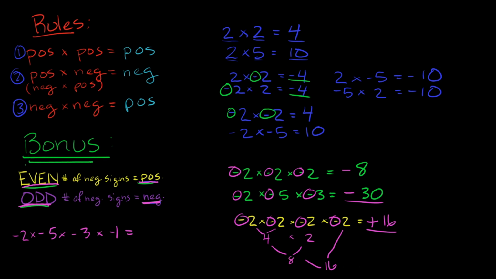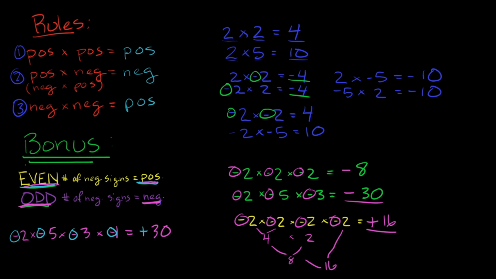What would this equal? Okay, 2 times 5 is 10. 10 times 3 is 30. 30 times 1 is still 30. So our answer is 30. And again, is this positive or negative? Well, how many negative signs do we have? Let's see. We got 1, 2, 3, 4. We have 4 negative signs, which 4 is an even number, so our answer is positive.